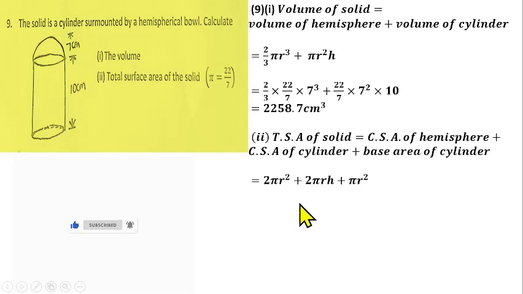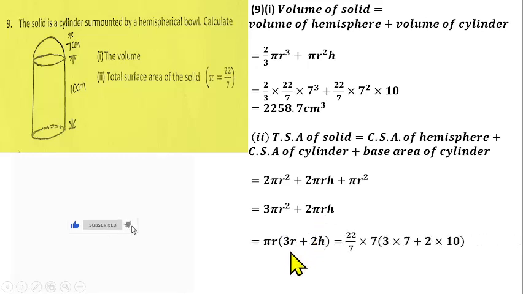Then 2 pi r squared plus pi r squared will give us 3 pi r squared, plus the curved surface area of the cylinder, 2 pi r h. Pi r is common, so we have pi r into 3r plus 2h. Then substitute your values. If you simplify further, 7 will take care of 7. You have 22 into 3 times 7, which is 21, plus 20. Then simplify, that gives us 902 centimeters squared.